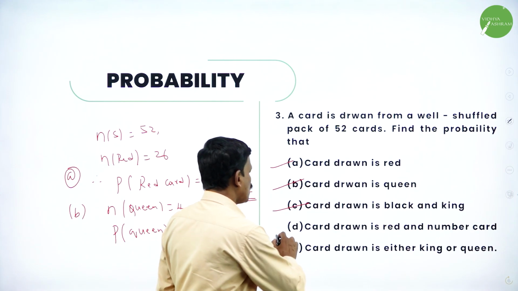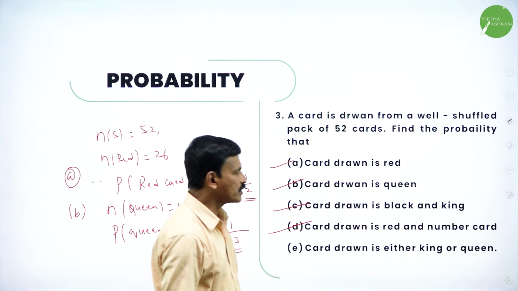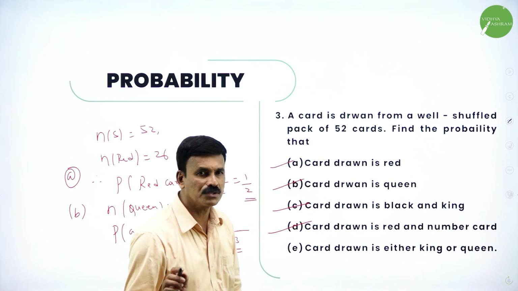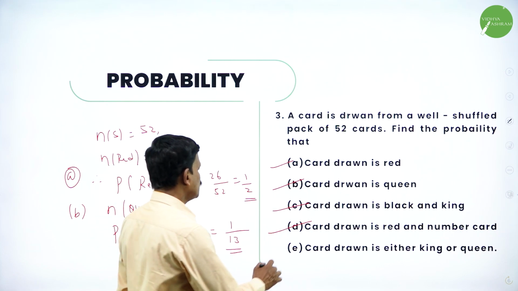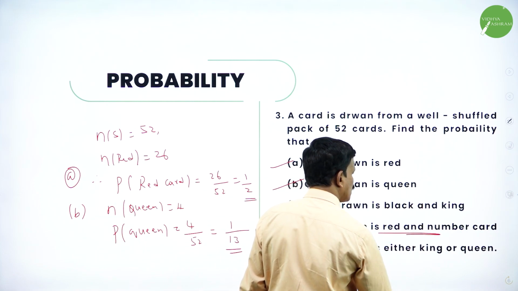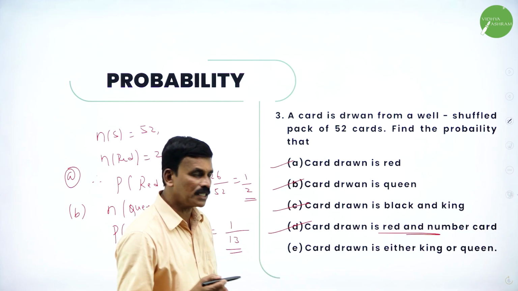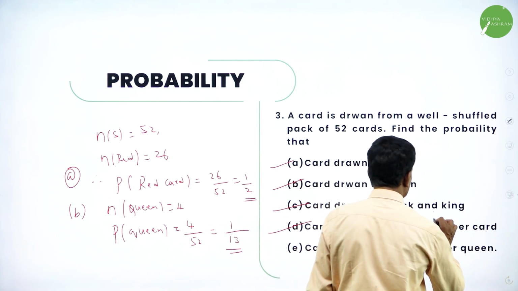What is that? The card drawn is red and a number card. The card drawn is red and it is a number card. So the red number cards, the card drawn is red and a number. Therefore there are 18 cards.